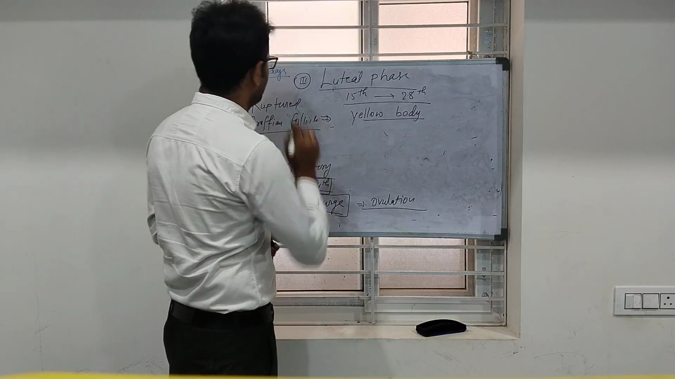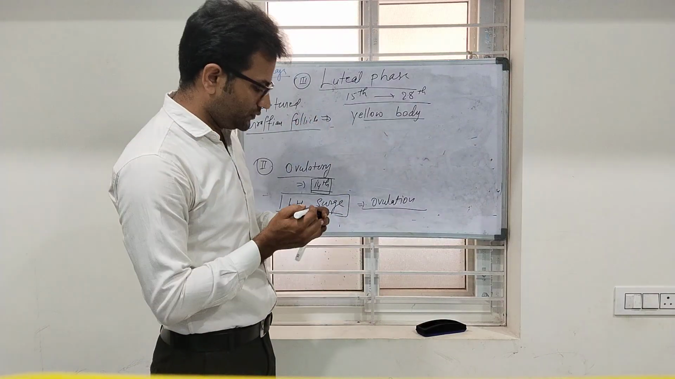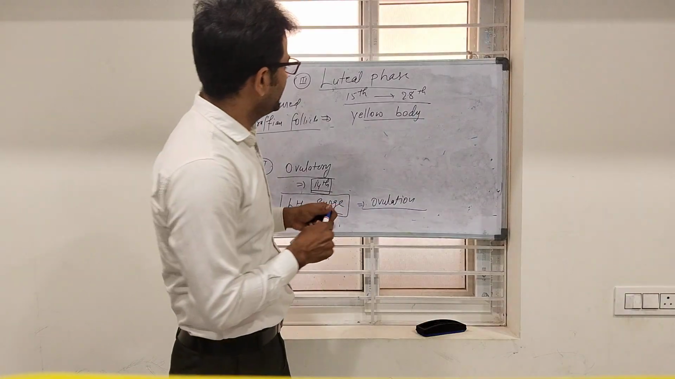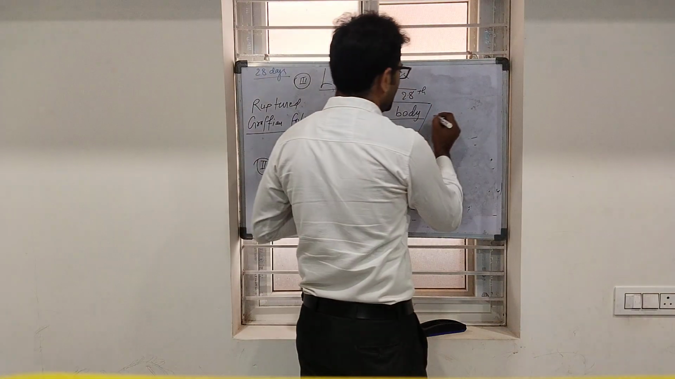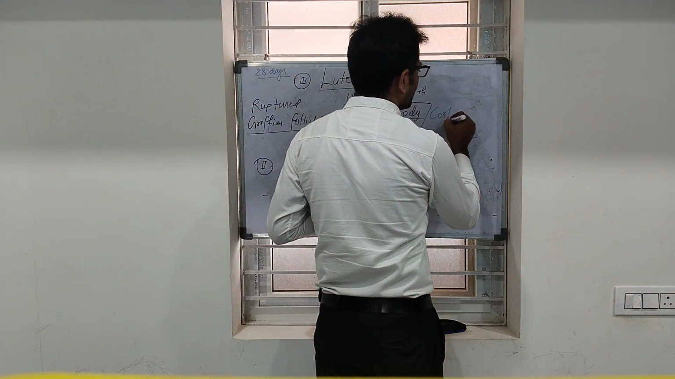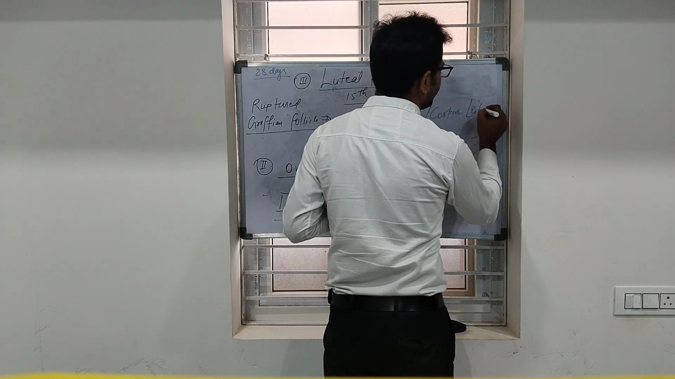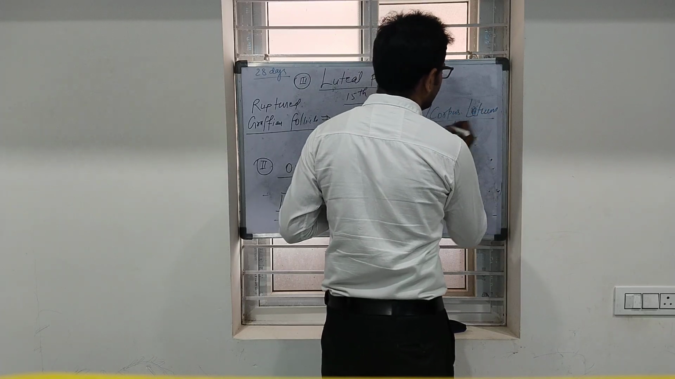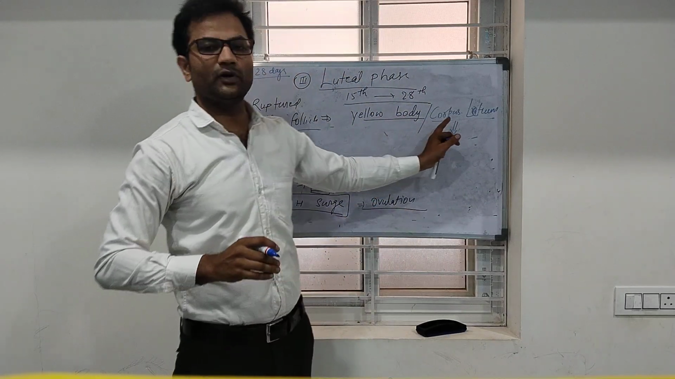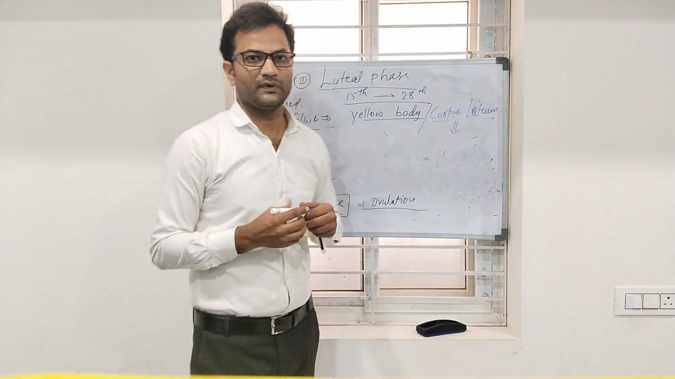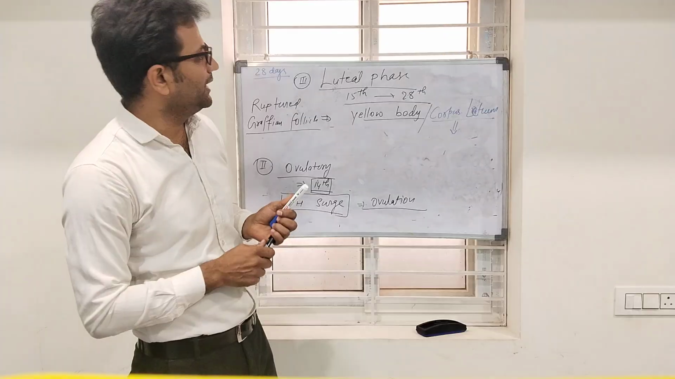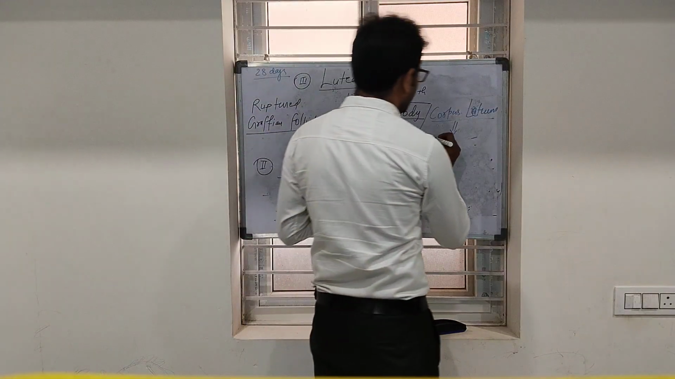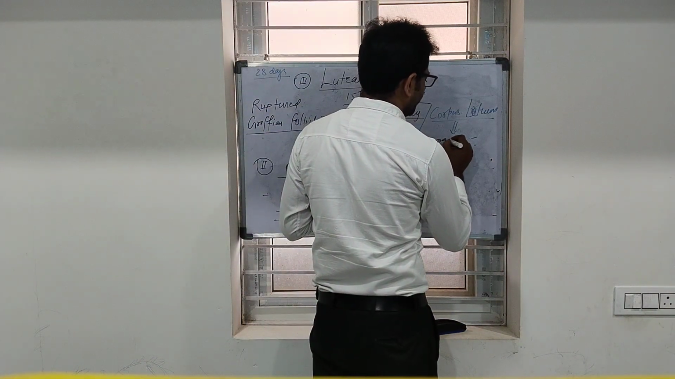This remaining part of the ruptured Graafian follicle will change into this yellow body or yellow structure, and that yellow structure is also known as corpus luteum. And this corpus luteum acts like a temporary endocrine gland, and this temporary endocrine gland will secrete a high level of progesterone.